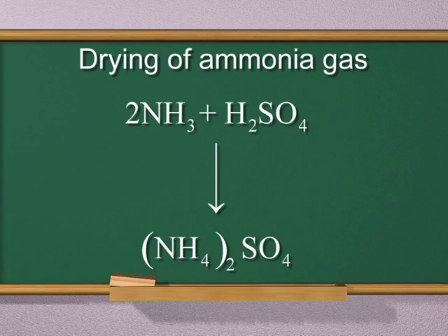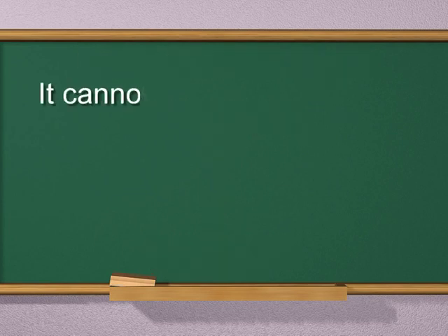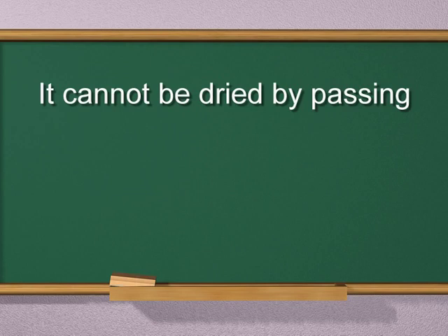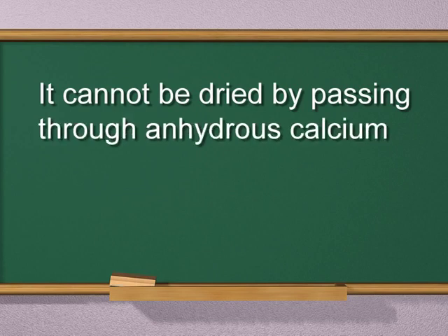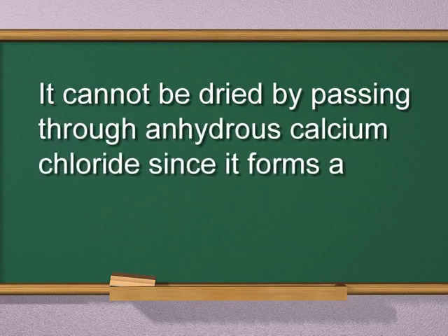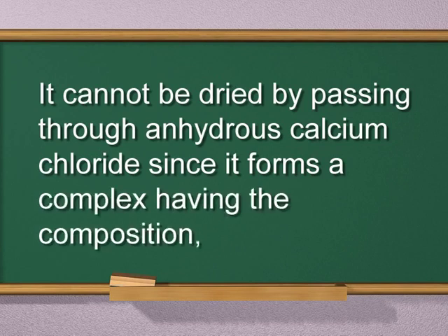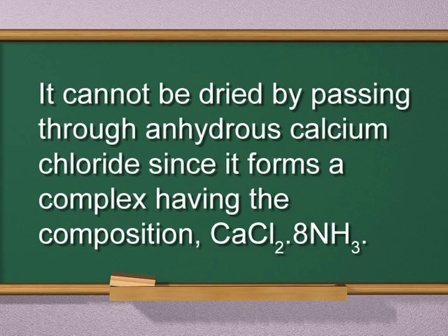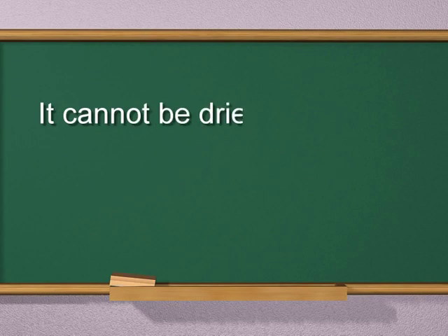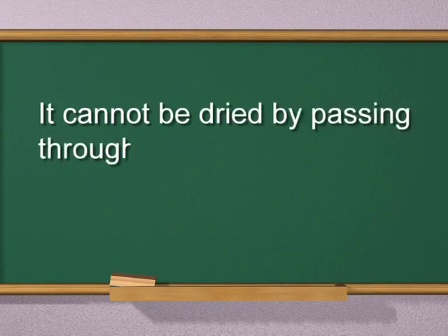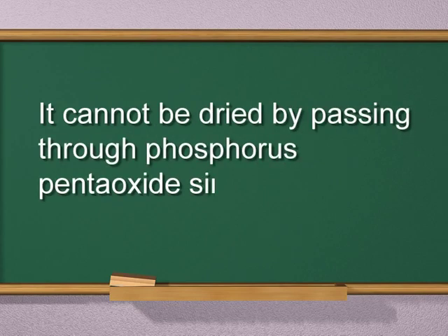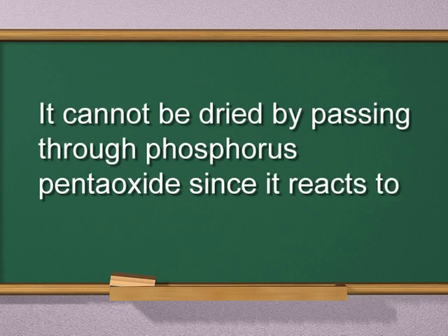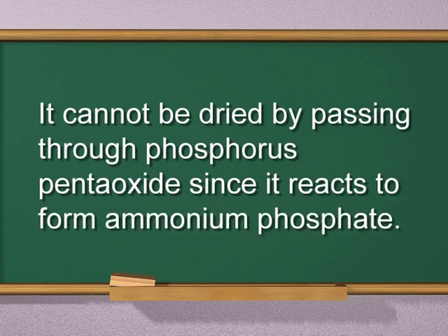It cannot be dried by passing through anhydrous calcium chloride since it forms a complex having the composition CaCl2.8NH3. It cannot be dried by passing through phosphorus pentoxide since it reacts to form ammonium phosphate.